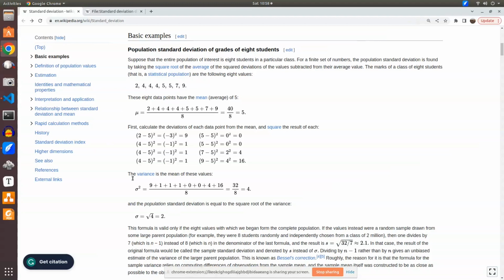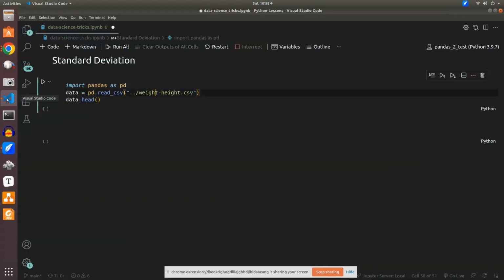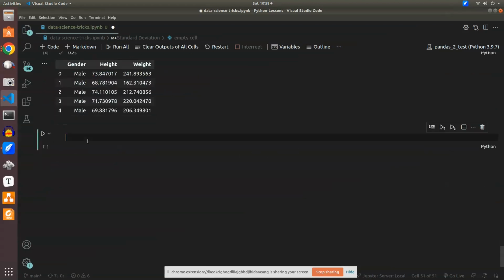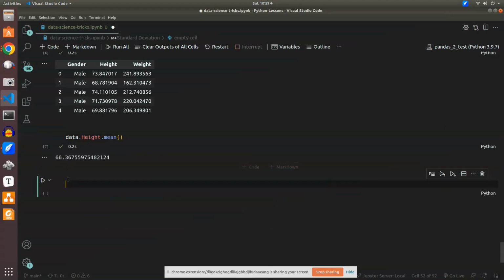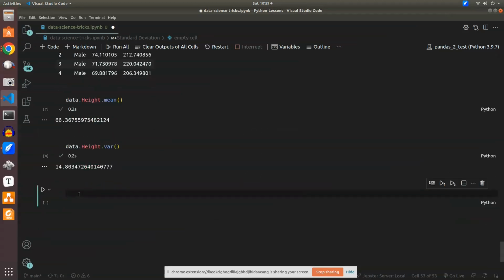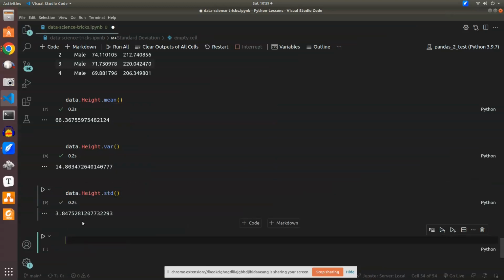Now we'll perform the same set of operations and try to understand how it is helpful in machine learning. Here we have a data set of height and weight based on gender. As mentioned on the Wikipedia page, let's first calculate the mean for the height. This is the mean height, and this is the variance. Next, the standard deviation is the square root of this variance. So data.height.std, which is the square root of 14.8, is 3.8.